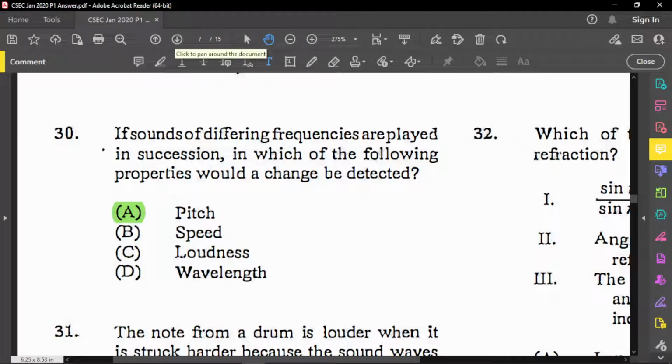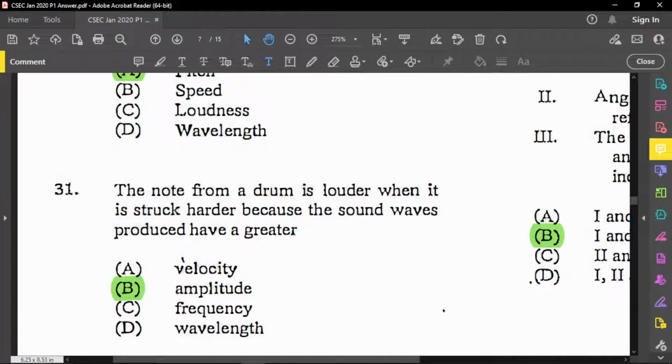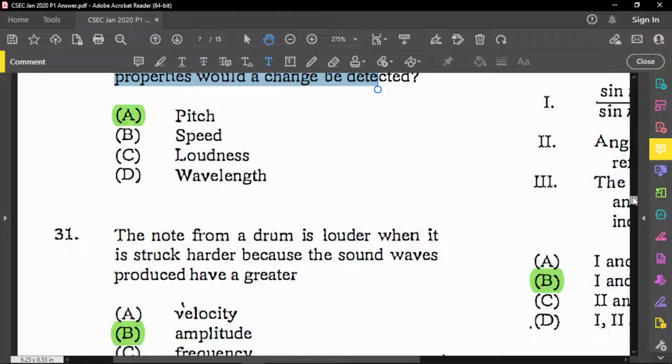All right? Now for question number 31. Let's start down a little bit. 31 says that the note from a drum is louder when it is struck harder because the sound waves produce a greater what? And that is amplitude. Because remember now, if it's louder, then it's a higher amplitude. Amplitude determines loudness. Again, frequency determines pitch. All right, so let's go to the next question, which is question number 32.